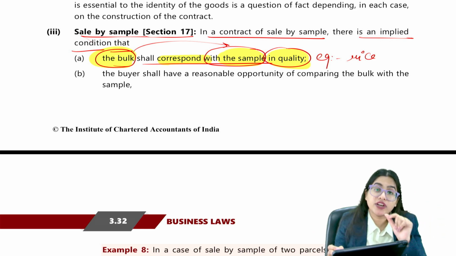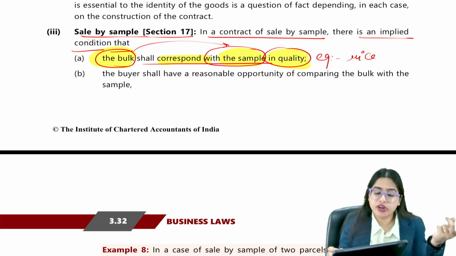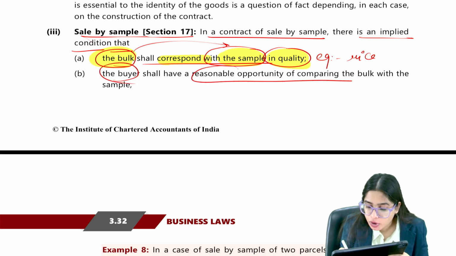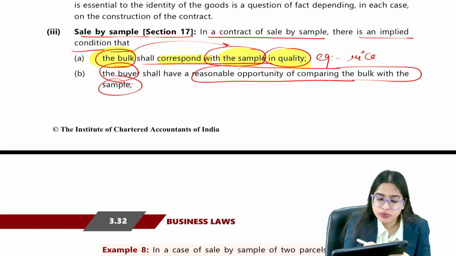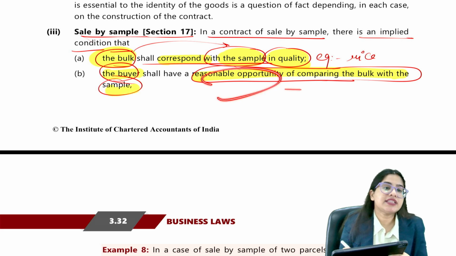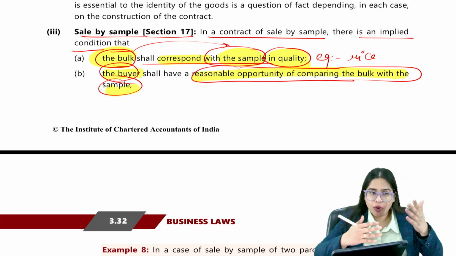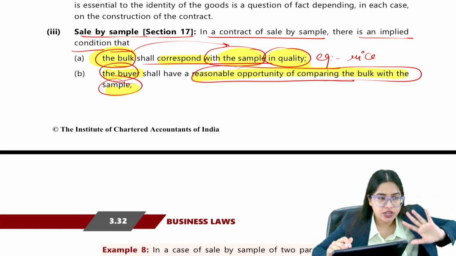Quality should be the same, it should not be of different quality. Next, the buyer should get a reasonable opportunity of comparing the bulk with the sample. He should get the opportunity to inspect and see that all the rice is good.